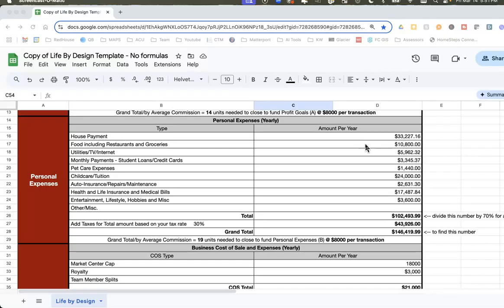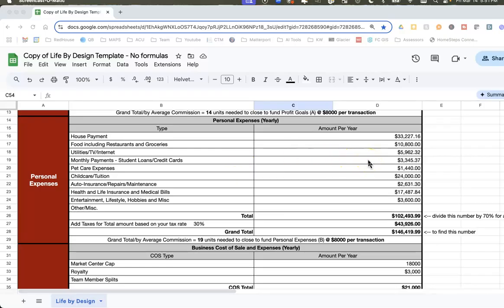Food, including restaurants and groceries, who knows? I'm going to estimate about $900 a month or $10,800 per year. If you know your actual numbers, then use your actual numbers. How much do I pay for electricity, gas, internet, cable TV, home phone, etc.? Well, on an annual basis, we're going to spend about $5,962.32.